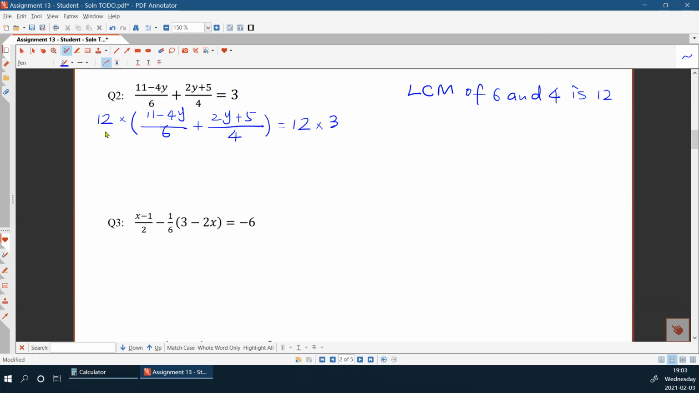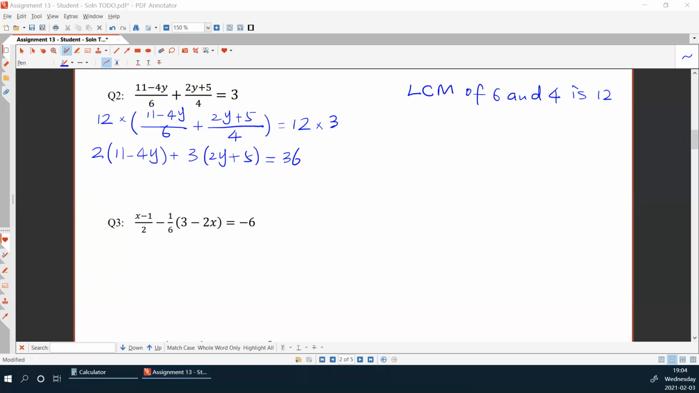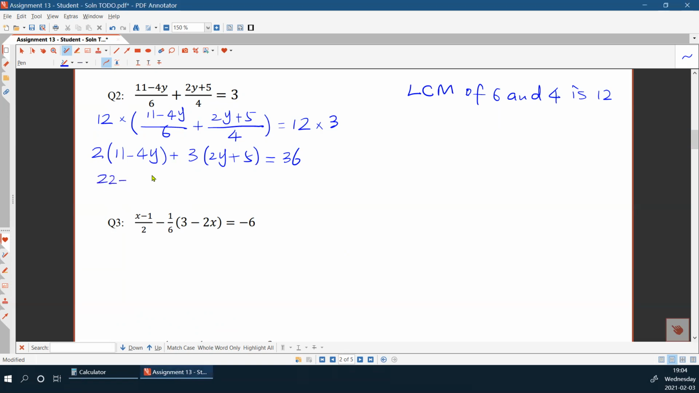And next step, by using the distributive law, assign 12 to both of the terms in the brackets, which you will get 2 times 11 minus 4y plus 3 times 2y plus 5, right? And you have a 36 on the other hand of the equation. Okay, and then we can expand all the terms, which gives you 22 minus 8y plus 6y plus 15, right? Equals 36.